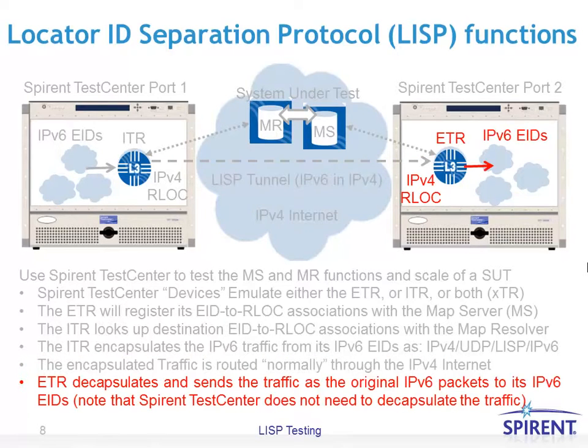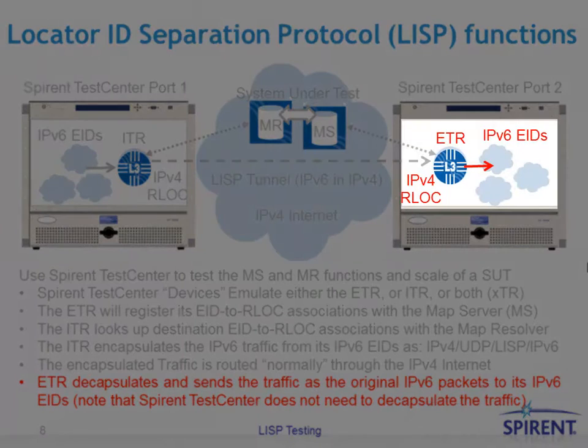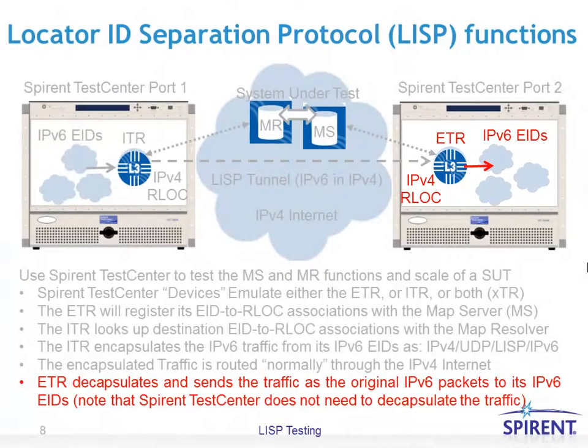Once received, the ETR decapsulates and sends the traffic as the original packets to its IPv6 EIDs. Keeping in mind that in this test example, Spirent TestCenter doesn't actually decapsulate the traffic. So if you were to capture the packets on Spirent TestCenter port 2, you would see that they have the IPv6 and IPv4, as I mentioned in the encapsulation. But we can then use our signature field in the packets to do all of our measurements for throughput, packet loss, latency, etc.